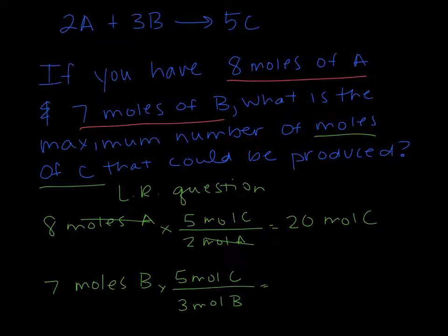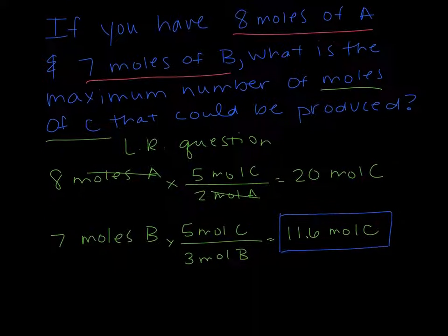So then if I calculate this, I've got 35 divided by 3, that's 11.6 moles of C. And so the most that I can make is 11.6 moles of C. At that point, I do not have any more B to react, and so I can't make any more. So that's the maximum amount. Okay.